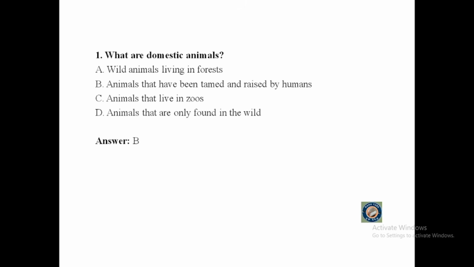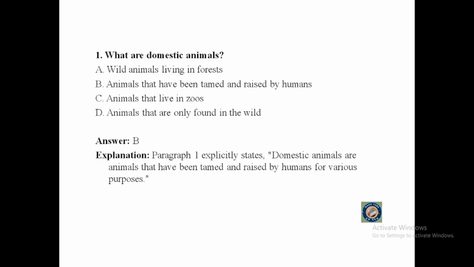The correct answer is animals that have been tamed and raised by humans. Paragraph 1 explicitly states that domestic animals are animals that have been tamed and raised by humans for various purposes.